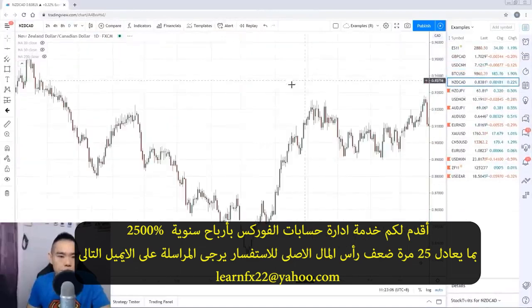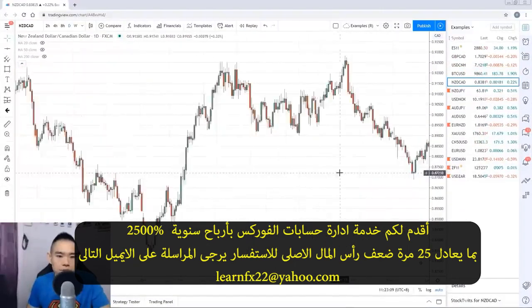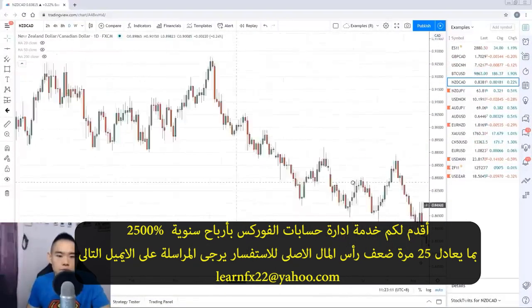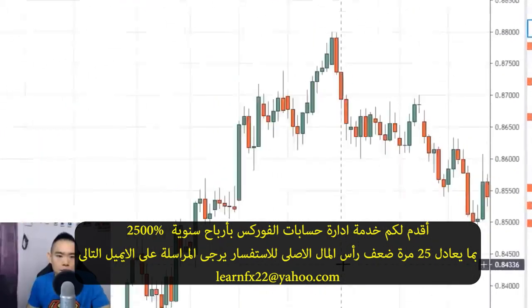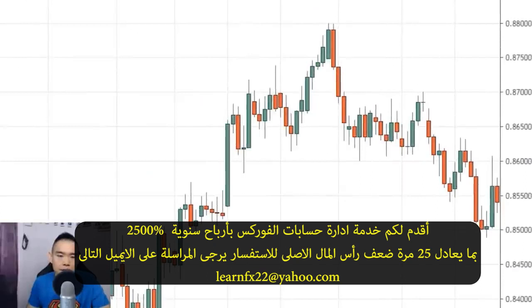So first one over here, New Zealand against the Canadian. Okay, so first and foremost, I said that you want to look for a build up on the higher time frame. So you can see that over here, New Zealand Canadian, we have a build up form over here. So this is the daily time frame. Now we need to go down to a lower time frame to look for a false break setup. So I'm going to do some magic here.